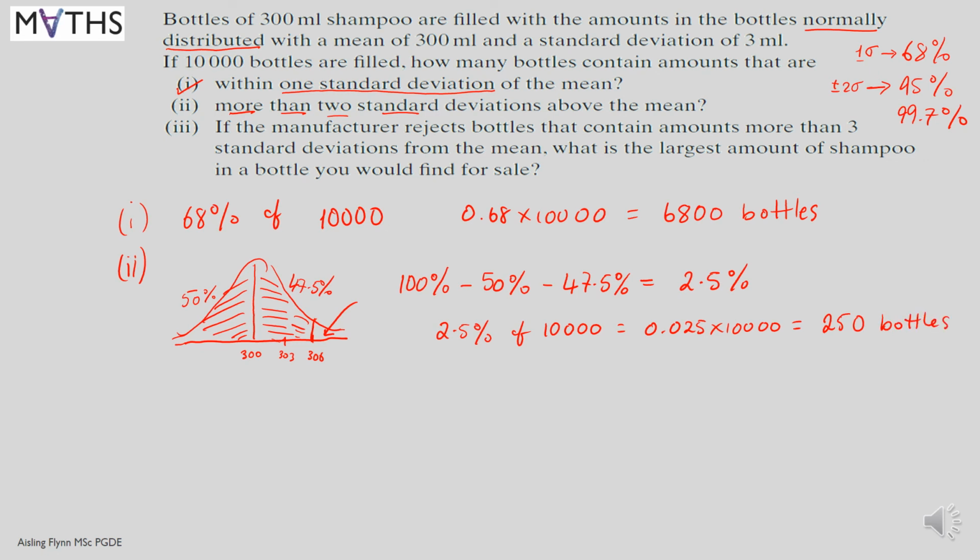Okay, so again, stop the video, draw your own diagram and review where the numbers 50 and 47.5 came from. Okay, that was the second one.